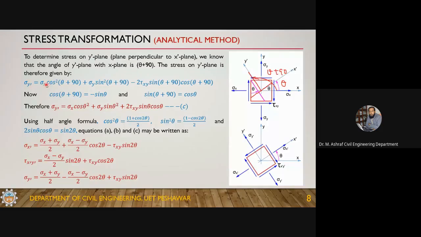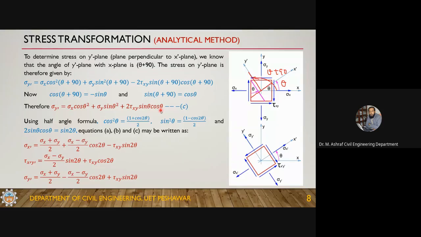So for sigma y, I have sigma x cos square theta plus 90, I'm replacing theta with theta plus 90, plus sigma y sine square theta plus 90, and this one. Now cos theta plus 90 is minus sine theta, and sine theta plus 90 is cos theta. So just use this expression, and you will get sigma y is equal to sigma x cos square theta plus sigma y sine square theta plus 2 tau xy sine theta cos theta.